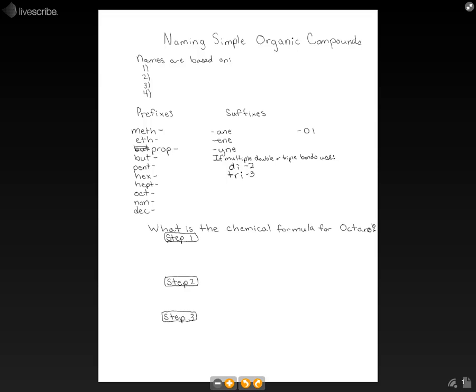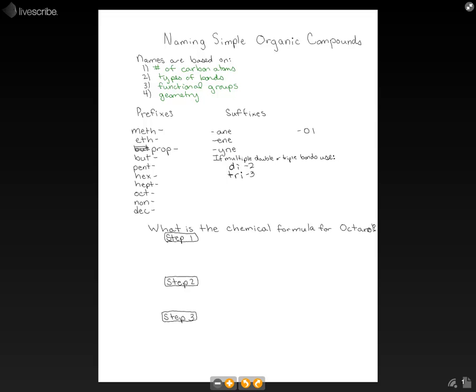So today we're going to talk about naming simple organic compounds. Whenever you think about naming organic compounds, the names are based on four things. The first thing is the number of carbon atoms. The second thing is the types of bonds that are in the molecule. The third is the functional groups. And the fourth is the geometry.